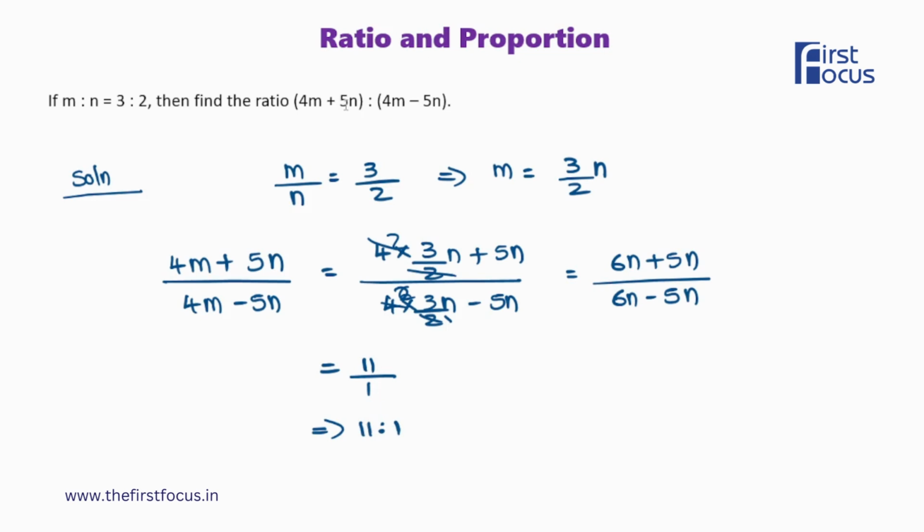If the ratio is given in this form and we have to find the ratio of an expression, we have to find the ratio of one of the variables, and then on substituting we get the required answer.